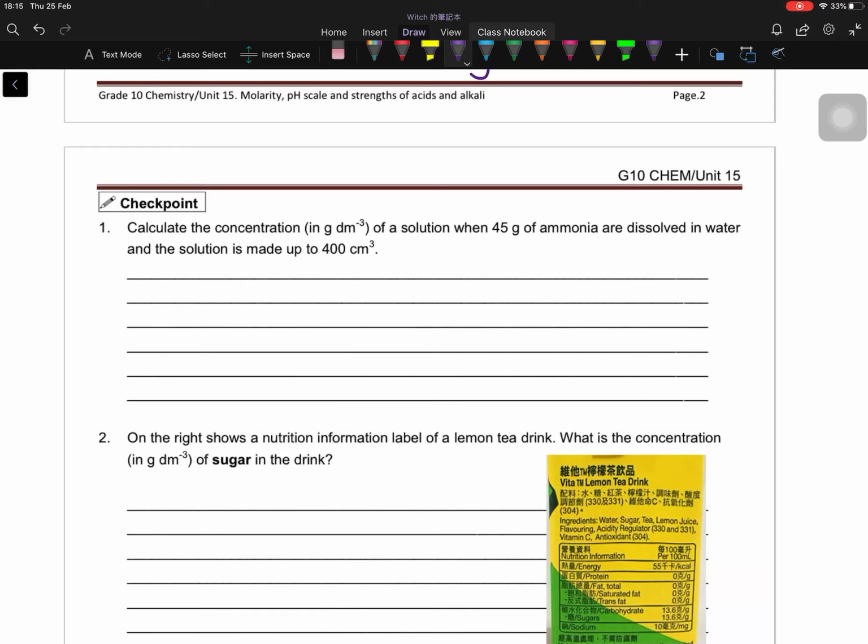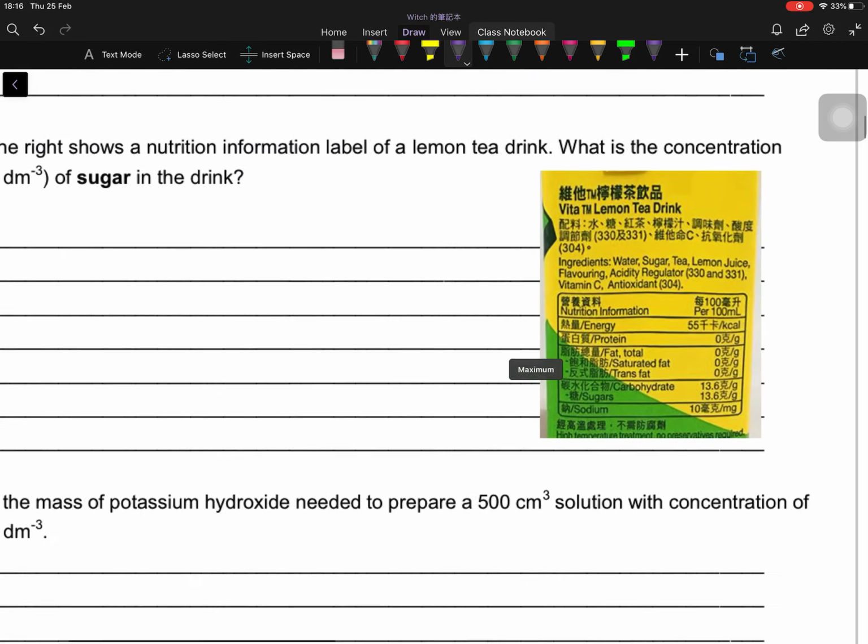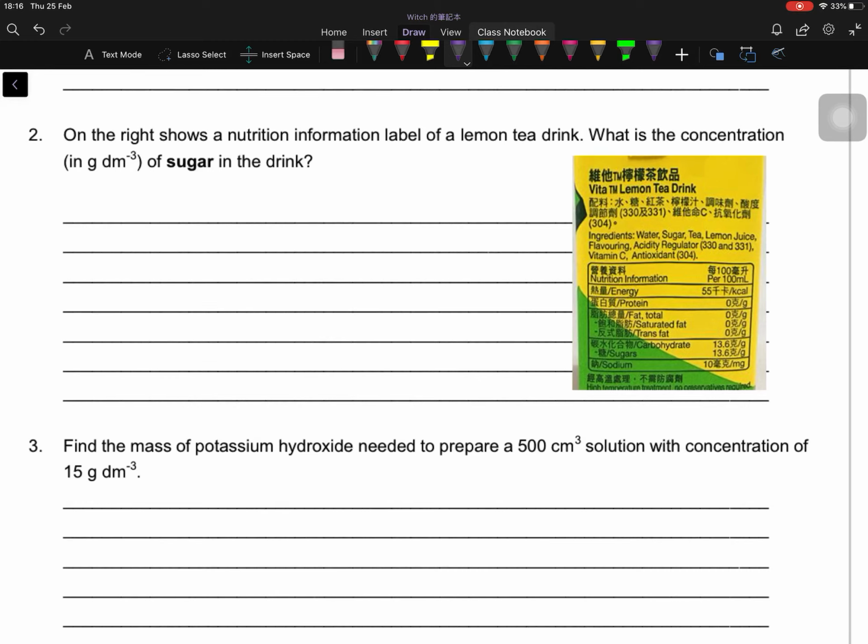All right, let's check the answer. For the concentration, we got 45 gram of ammonia in 400 cm cube of solution, so the concentration will be 45 over 400 over 1000, in gram per dm cube. Easy. Question 2, again you can pause the video if needed. Here it shows per 100 ml, which means 100 cm cube. We got this amount of sugar, so a lot of sugar, right? So the concentration will be 13.6 gram over 0.1 dm cube. So the answer is easy.